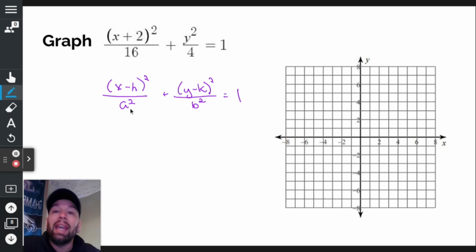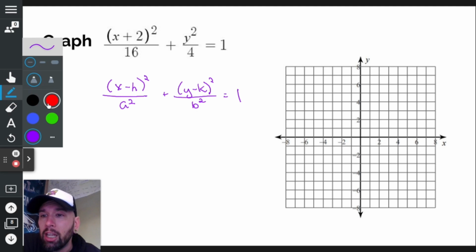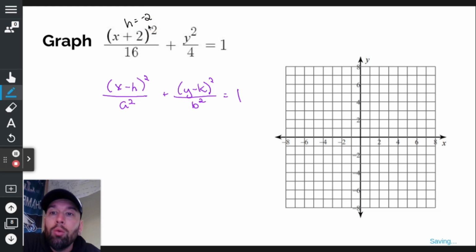That's why the A and the B matter here, because now we need to figure out what we're dealing with, okay? My center and all that stuff is going to change depending on what we label this. So let's label things. If I were to compare -h to +2, h would be -2. Y is just squared, so I would pretend that it's y minus 0, so k is 0. That makes life easy. If a squared is 16, a would be 4 because you'd square root 16. And if b squared is 4, then b would be 2 because you'd square root 4.